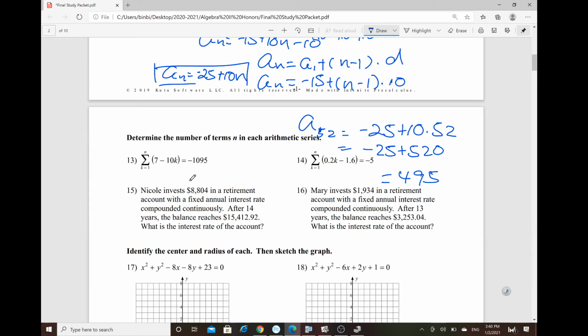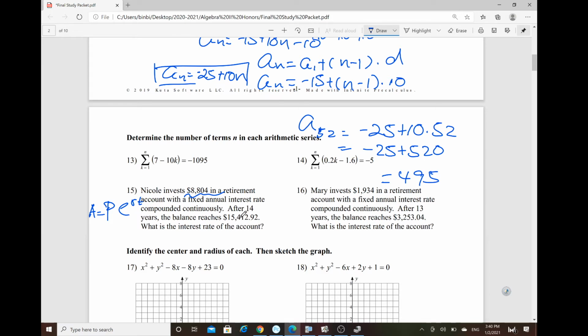Wait, it's actually $15,412.92. So what's the interest rate of the account? Okay, so compound interest, the formula is always A = Pe to the power of rt. So A is the final amount. P is just the initial principal, which is $8,804.